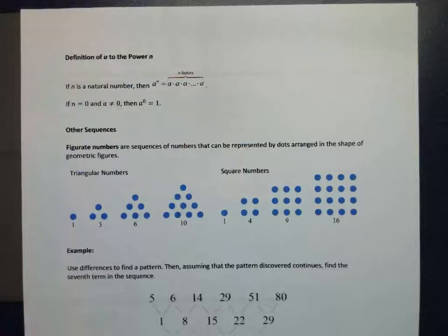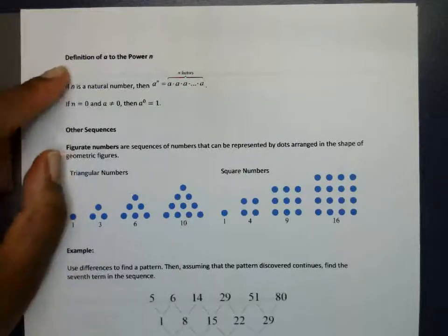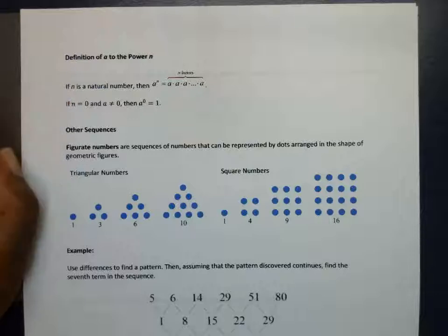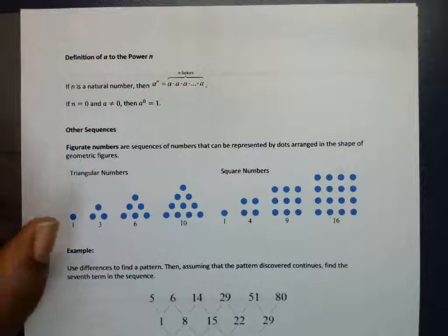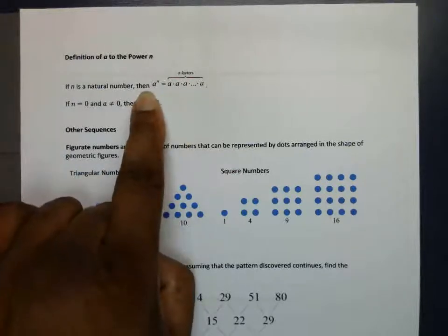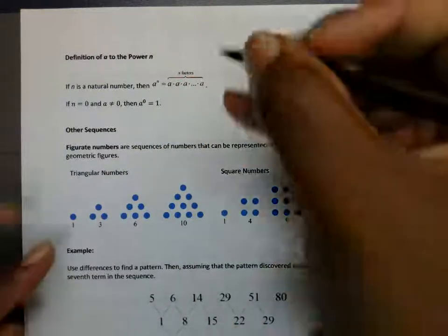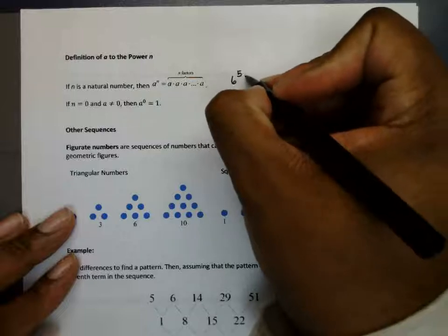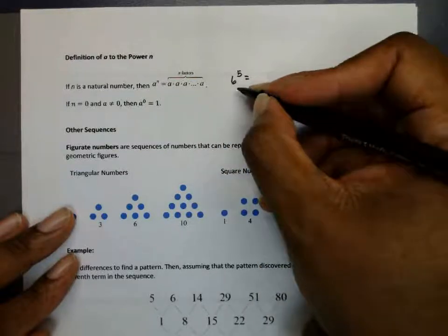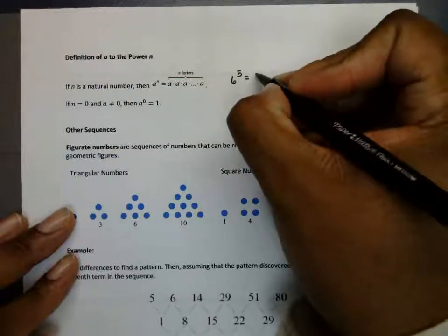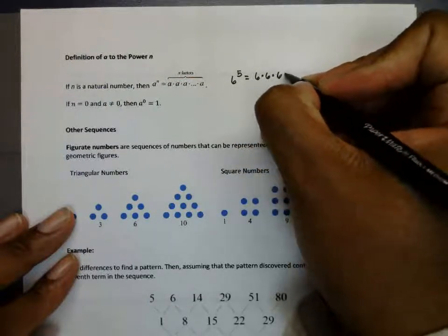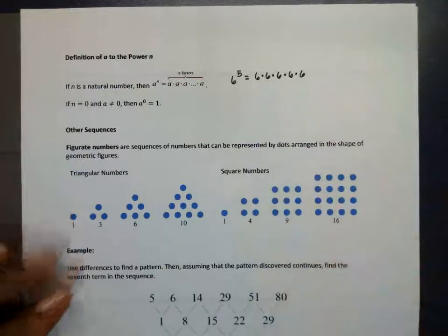All right, so this brings up the notion of defining a to the power of n. And that's this: if n is a natural number, that means that a to the n will be equal to this, because a will be used as a factor n times. So if I have something like, let's say, 6 to the 5th power, this does not mean 6 times 5. That means 6 is raised to the 5th power. That means 6 is used as a factor 5 times. And it'll be written like this.